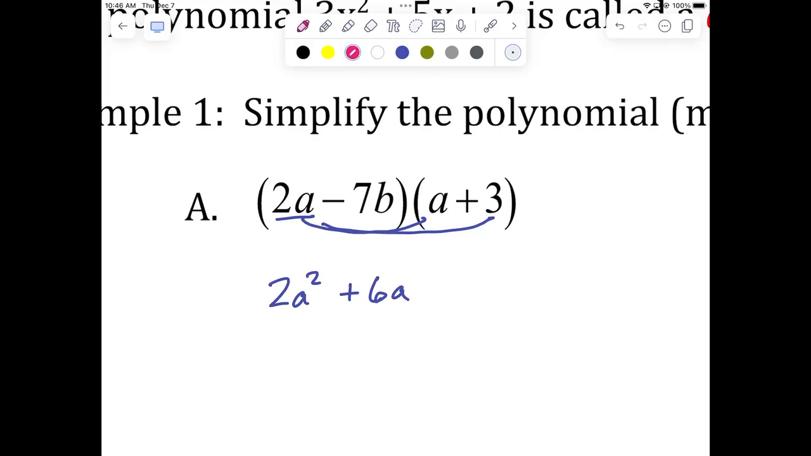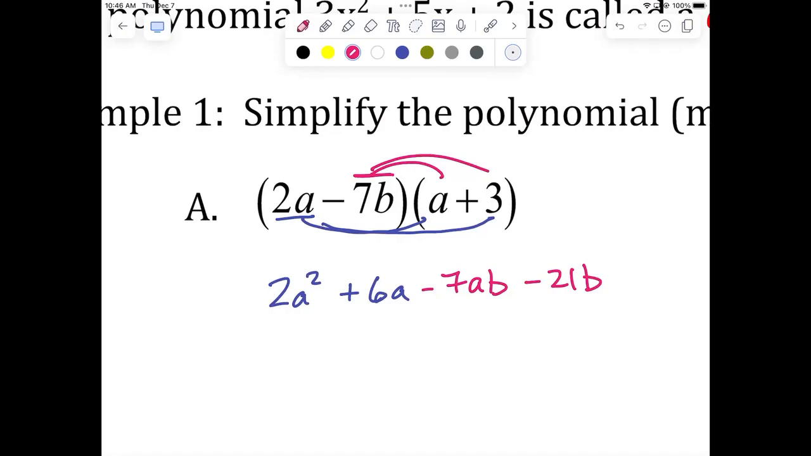So now we go to the second term. We take the second term, which is negative 7b, sorry, and we distribute it. So what's negative 7b times a? We can call it BA, can't we? But we prefer to call it AB, alphabetical order. Good. And then negative 7 times 3 is negative 21, and then we're left with the b. So there you go. It's just the distributive property.